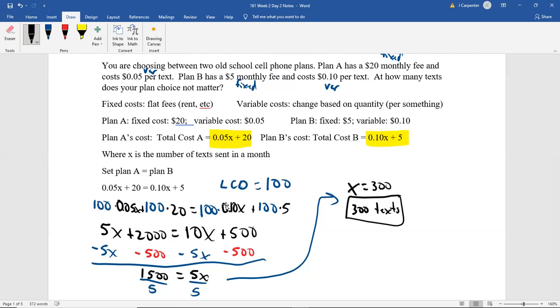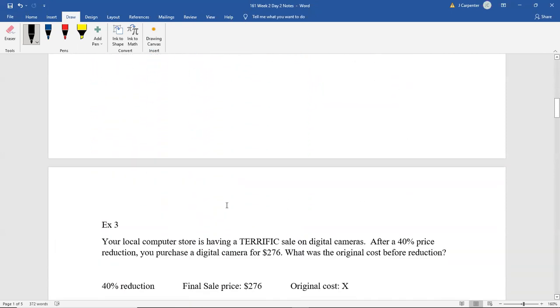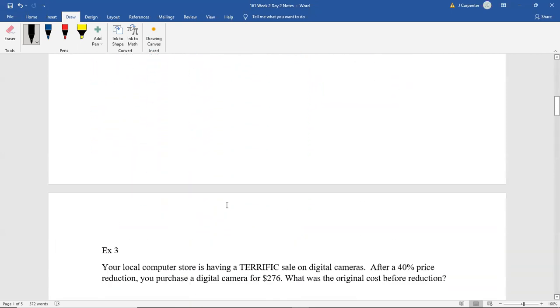All right, next example, example 3. Your local computer store is having a terrific sale on digital cameras. After a, words are hard. After a 40% price reduction, you purchase a digital camera for $276. So this is after the price reduction. This is your final price. What was the original cost before reduction?